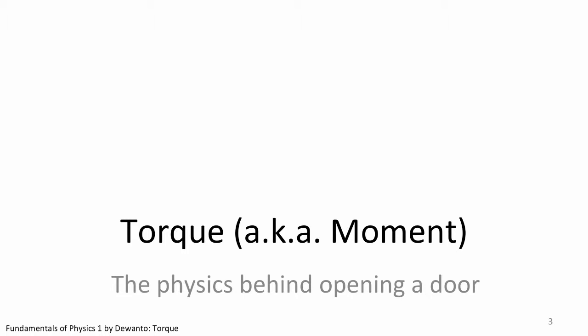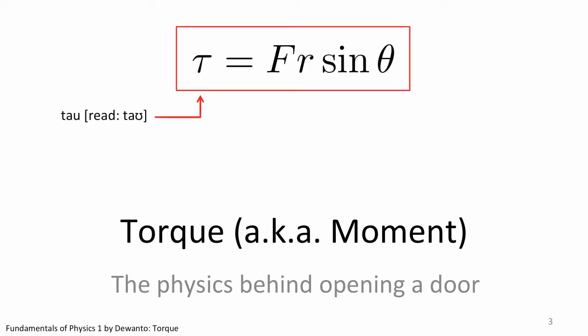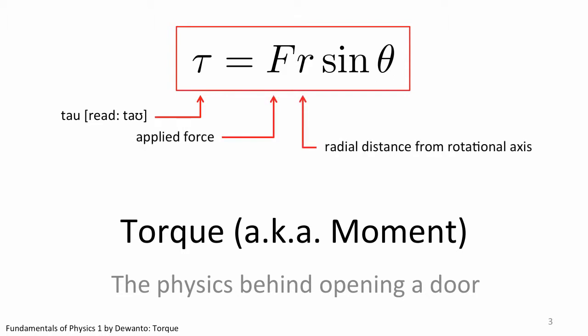Torque is denoted using the Greek letter tau. Mathematically, torque is defined as force times the radial distance from the axle where the force is applied, times the sine of the angle between the orientation of the force and the radius. In plain English, torque is the effect of force when it is applied to rotate an object about a certain axle or axis.